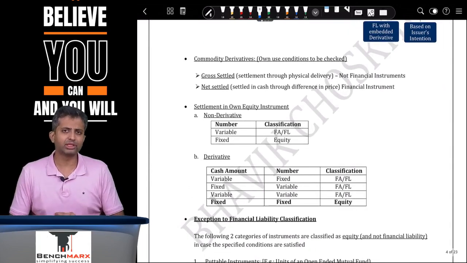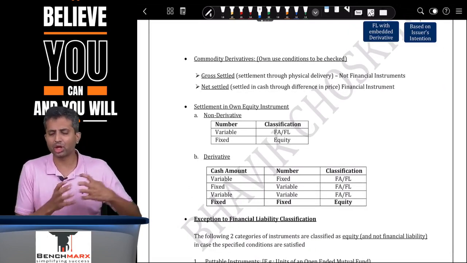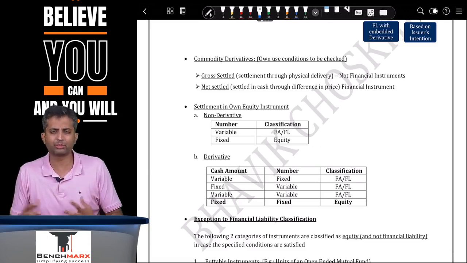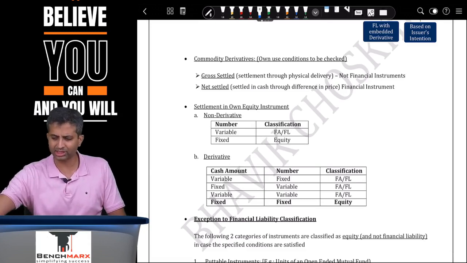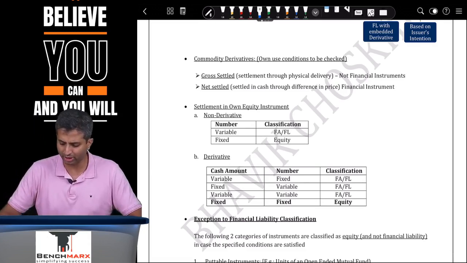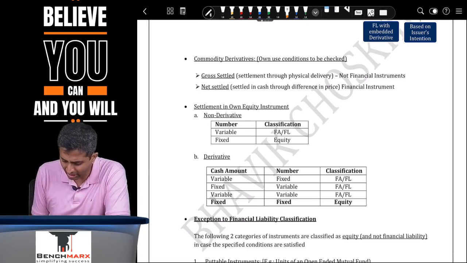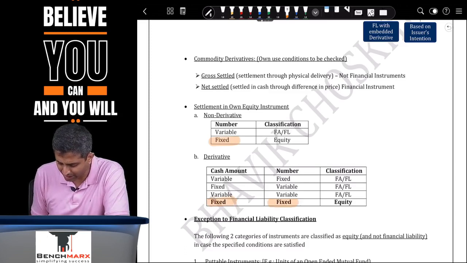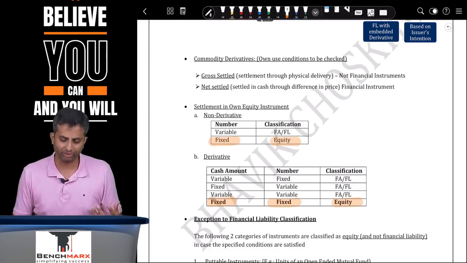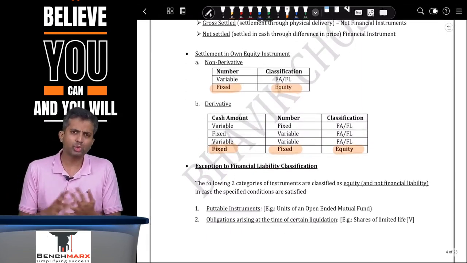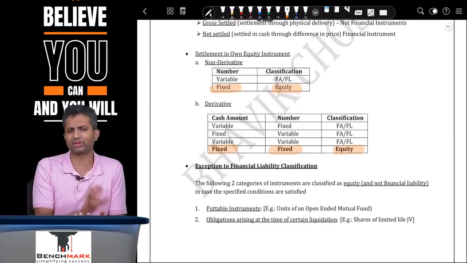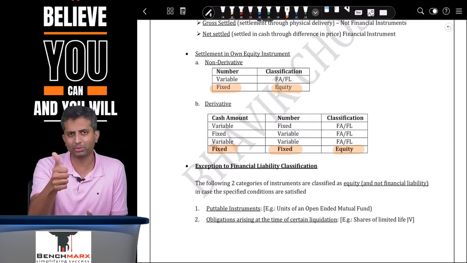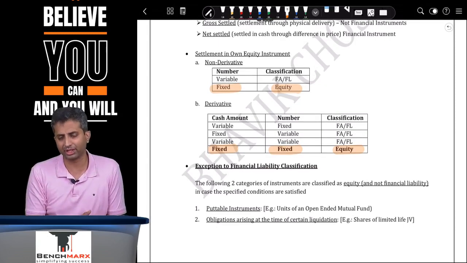Okay, next on your screen you have settlement in own equity instruments. When we are looking at settlement in own equity instruments, we generally follow the fixed to fixed rule. That is, if the settlement happens for a fixed number of the entity's own equity instruments, and if there is a fixed price involved as well, then it is equity. In all other cases, it is a financial liability. Usually these definitions strictly apply for classification. However, there is an exception available for puttable instruments and instruments of a limited life entity.